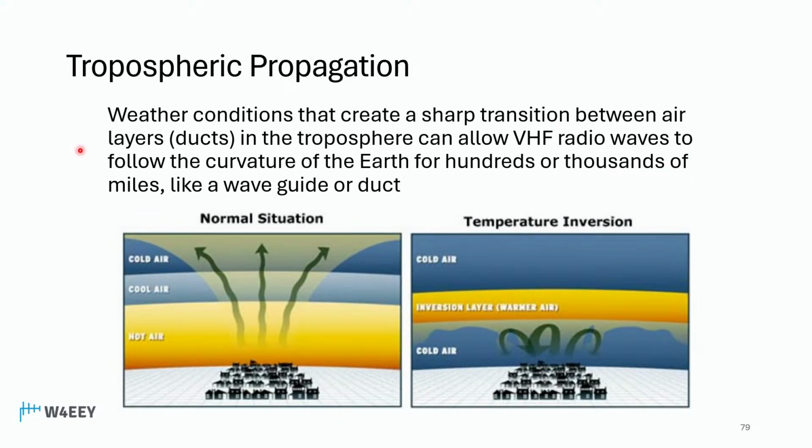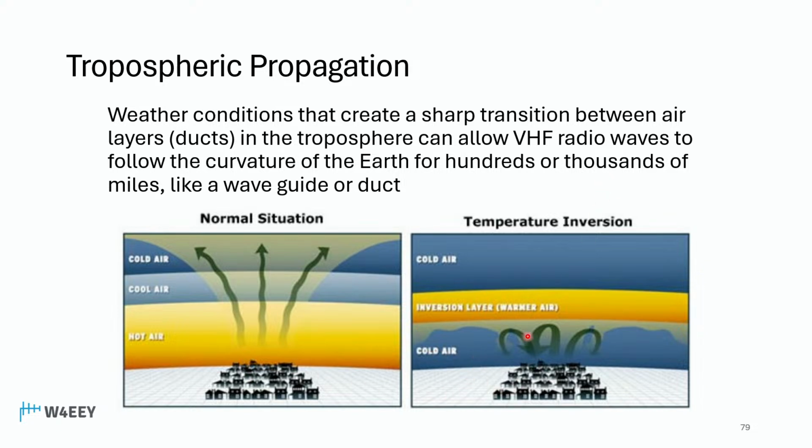Okay, jumping on to tropospheric propagation. So troposphere, that's the air that we breathe. That's down here near the Earth. The normal situation is that with heating of the sun, we get hot air on the bottom and cooler air as you go up. You can have something called a temperature inversion where that doesn't occur the same way.